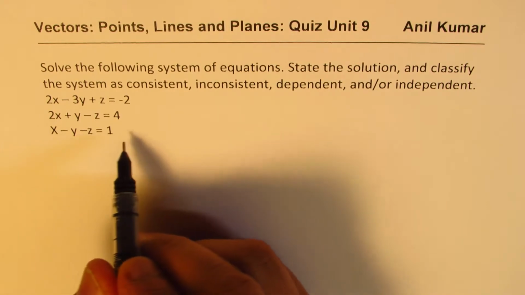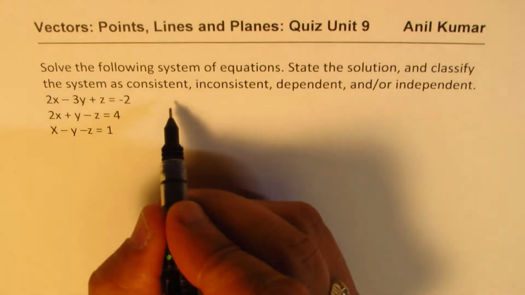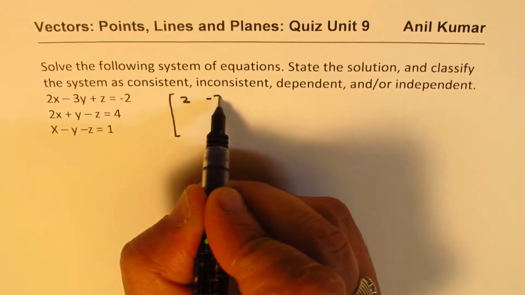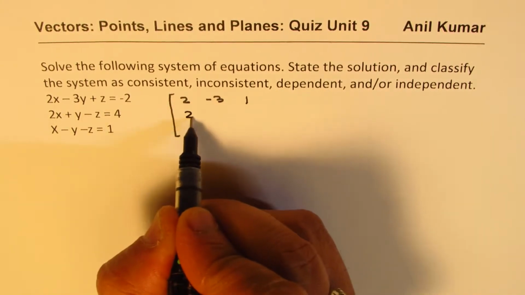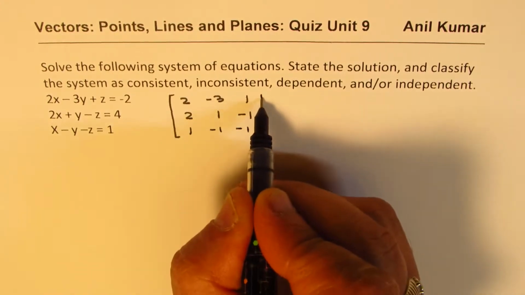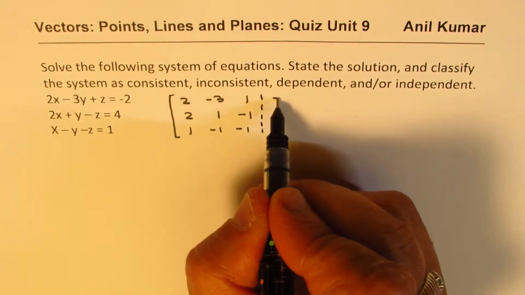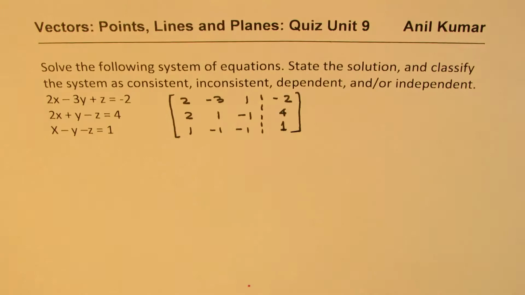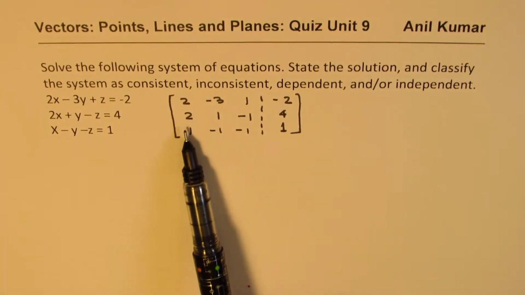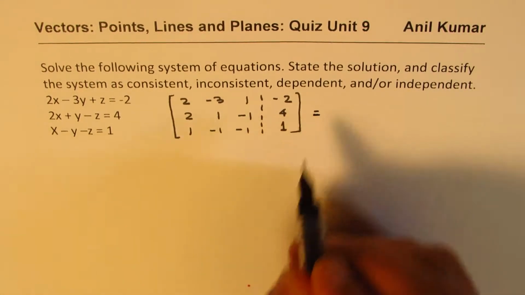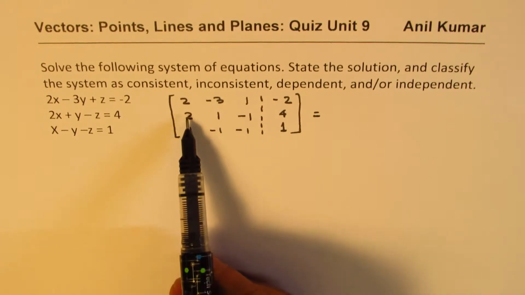So let me write down the augmented matrix from here. We take the coefficients 2, minus 3, 1. Here we have 2, 1, minus 1. Then we have 1, minus 1, minus 1. And the values minus 2, 4, and 1. The idea is to get zeros in these three places. So in the first step, let us see how to get 0 in these two places.